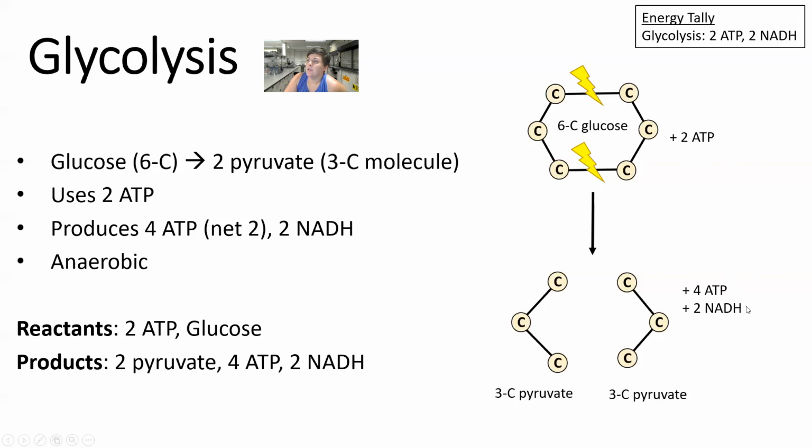2 ATP are used, 4 ATP are generated via substrate level phosphorylation. Because we utilized 2, even though we gained 4, we subtract the 2 that we invested. So that means we have a net gain of 2 ATP. We also have 2 NADH. So from this process, we used 2 ATP and glucose, those are our reactants, and our products are 2 3 carbon molecules, pyruvates, 4 ATP, 2 NADH, but again, our overall energy gain is only 2 ATP.